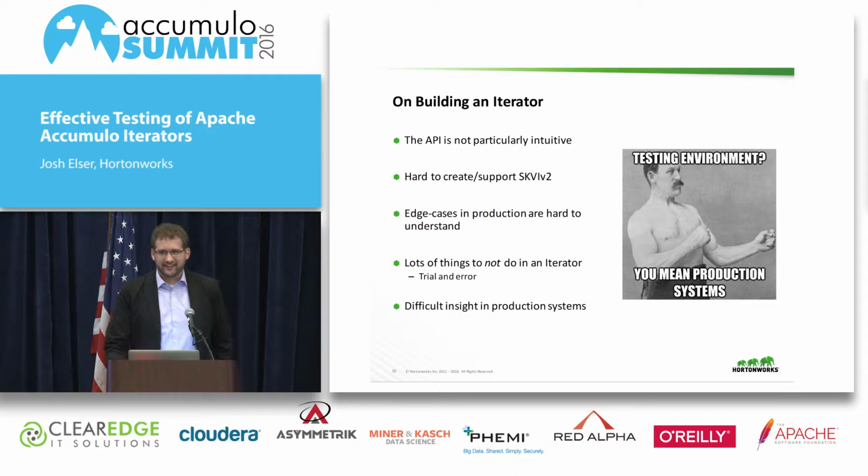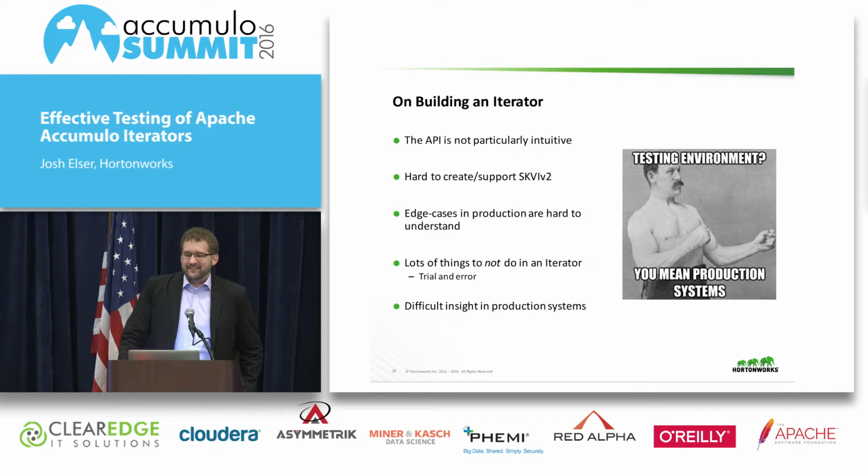So, getting to actually building an iterator, it's a lot harder than you think. And I've been doing it for too many years now. The API hasn't really evolved. I think the same API has been there for probably longer than I've actually been working on Accumulo. It's not a bad API in terms of it lets you do what you need to do, and you have the hooks there, and you can implement things.